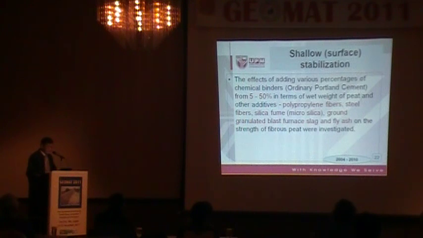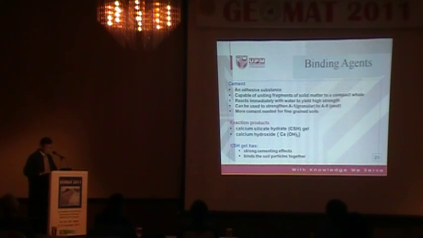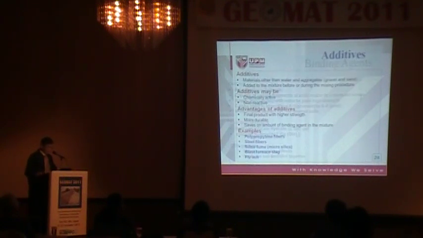So we look at the effect of adding various percentages of chemical binders, because we all know that cement is very important, from 5 to 50%. Also we add some additives like steel fiber, silica fume, ground granulated blast furnace slag, and fly ash, investigated to study the strength of the peat. For the binding agent, because cement is the most commonly used material, in terms of reaction it will produce calcium silicate hydrate and calcium hydroxide. So the CSH gel has a strong cementing effect and can bind particles together.